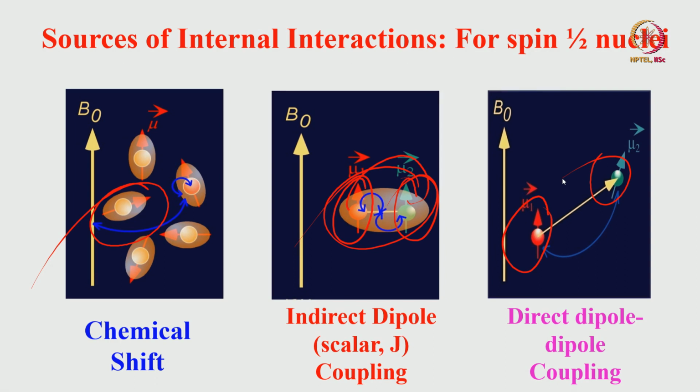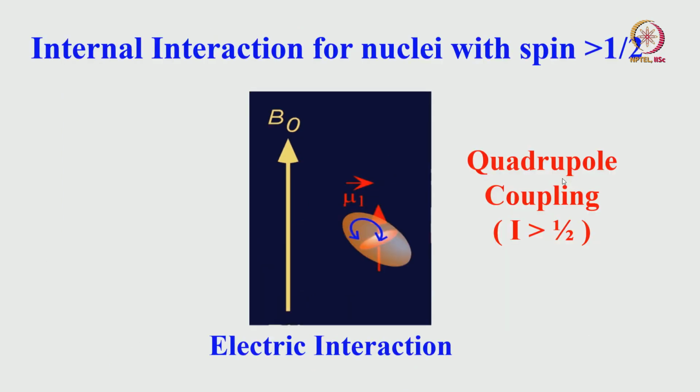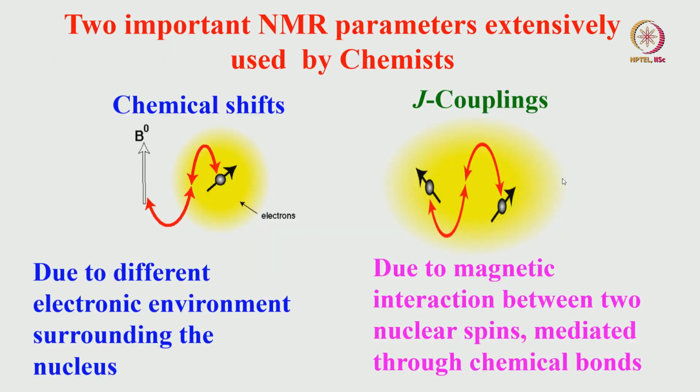You can bring two magnets close to each other. The closer you bring them, the larger the interaction. If the spatial distance between them is very small, then the interaction strength is larger. This is a dipole-dipole interaction. And of course, I said for spin greater than half, we have quadrupolar interaction. These are the 4 interaction parameters.